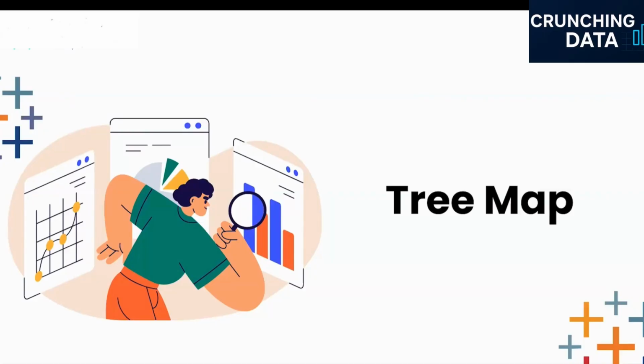In a tree map, the largest rectangle represents the top level category or the whole data set. Subcategories are represented as smaller rectangles within the larger ones. The size of each rectangle can represent a measure, and the color can also be used to encode additional data. This hierarchical representation makes it easier to see how categories are related and how they contribute to the overall data set.